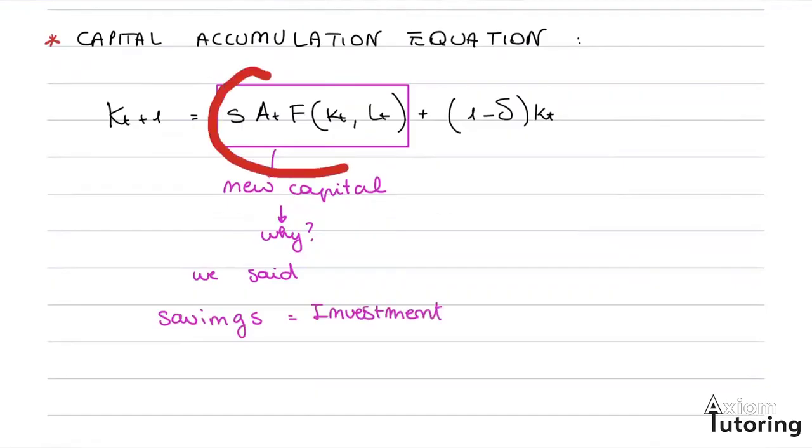So if we look at this part of the equation, we have the savings rate, showing the proportion of funds that is saved, times this part that shows output. This bit here, the total factor productivity times the production function, basically says that output is produced thanks to capital and labor. This part shows our output.